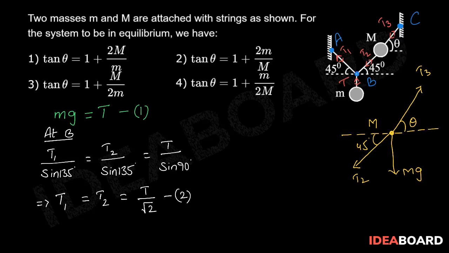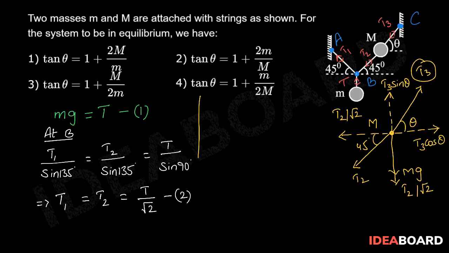Now T3 gets resolved into two components as T3 sin theta in vertically upward direction and T3 cos theta in horizontal direction. T2 also gets resolved into two components as T2 upon root 2 in vertically downward direction and T2 upon root 2 in horizontal direction.